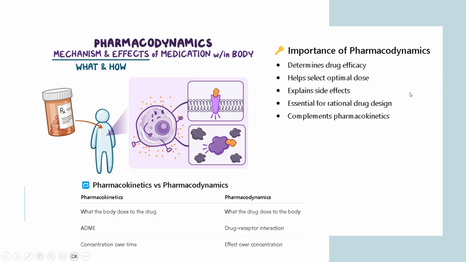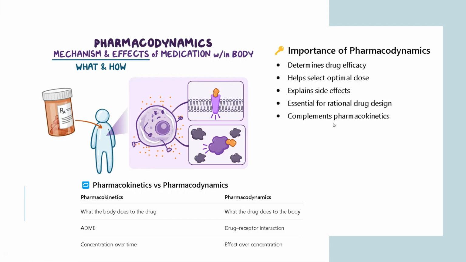So pharmacodynamics gives you a hint of the drug efficacy, helps you select the optimal dose, and explains the side effects also. Sometimes some medicines get banned in India because they have severe side effects, and because of that they are discontinued from pharmacies. So this is the side effect information you get from pharmacodynamics. It is essential for rational drug design and complements pharmacokinetics.